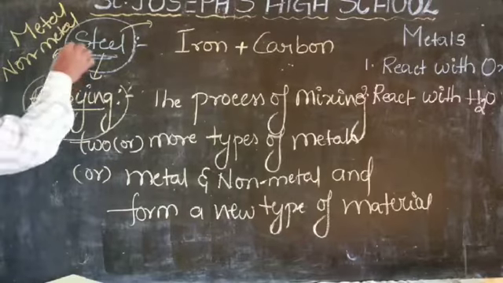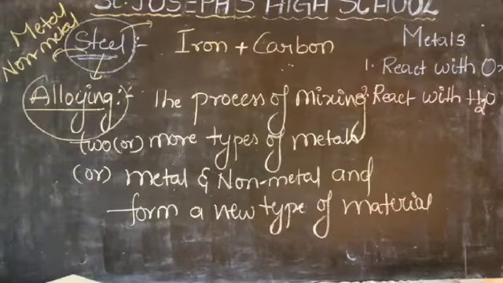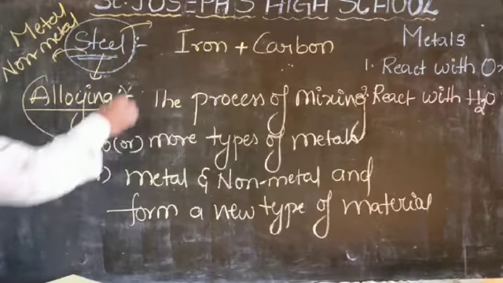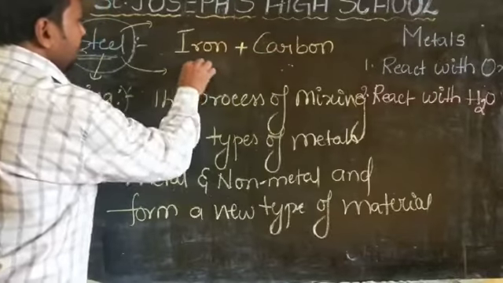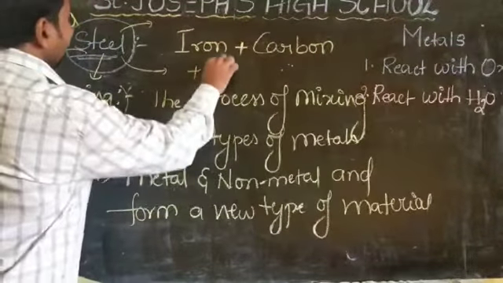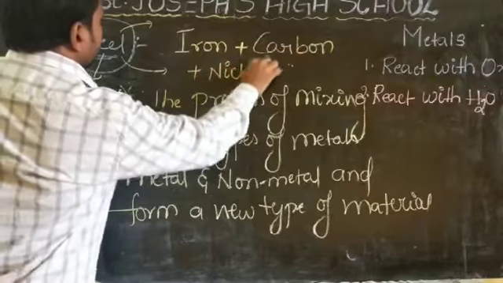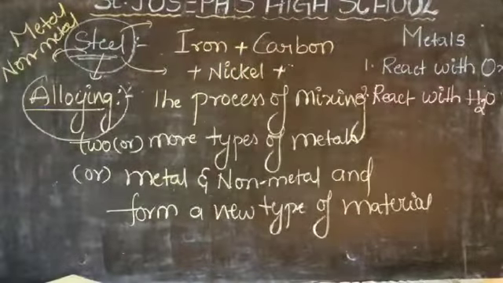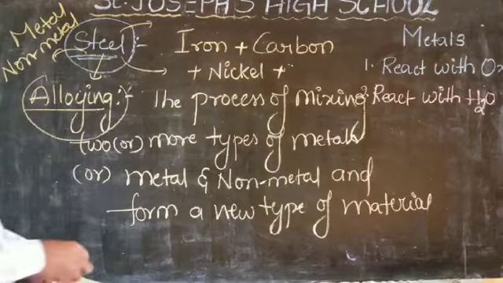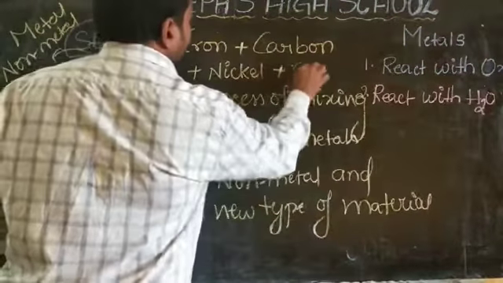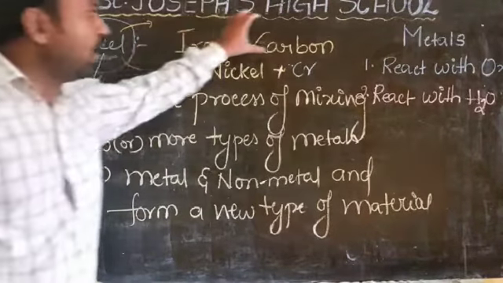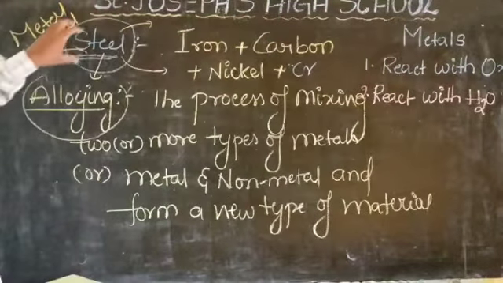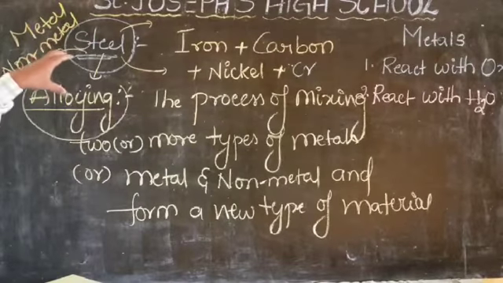Nowadays they are using one more word: stainless steel. Our utensils are made of stainless steel. The stainless steel is also the same: iron, carbon, along with two more metals. One is nickel and another one is chromium. So when these four combine and give a new product, that new product we call what? Alloy. Now understood?